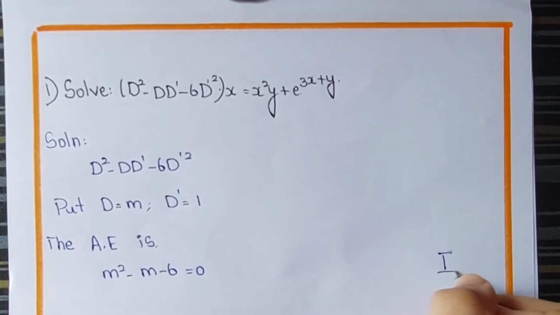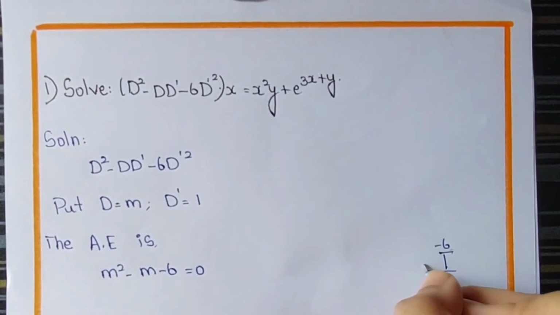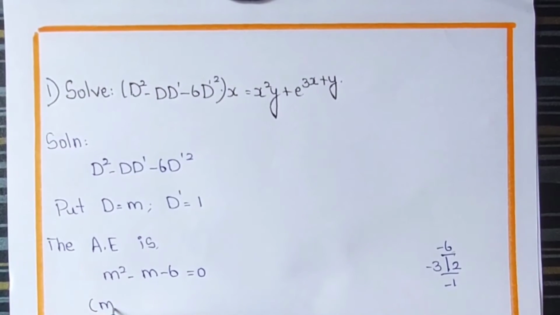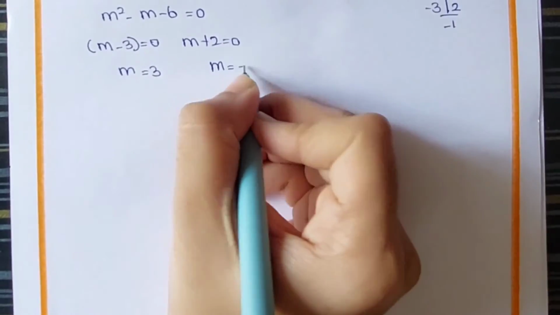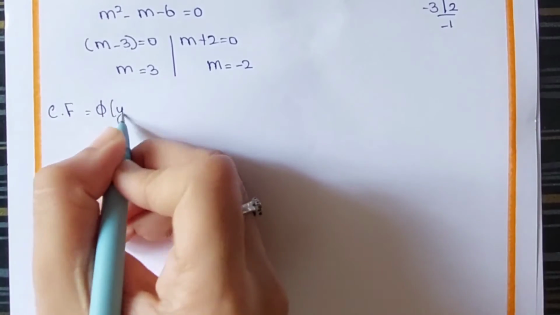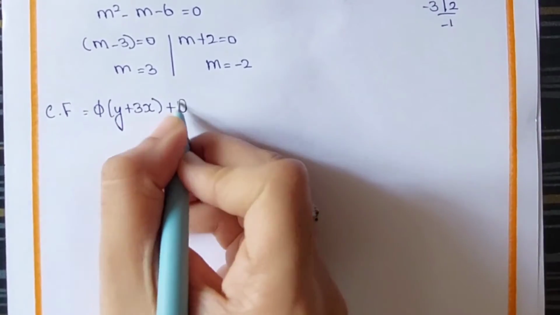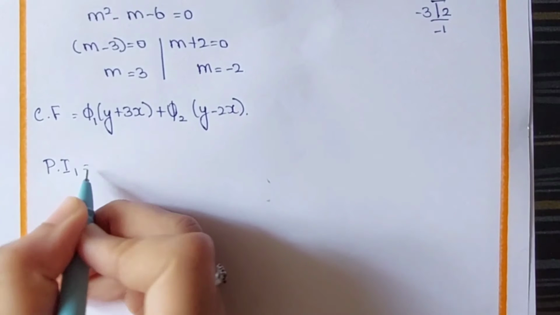And next, find the value by factorization method. So here m is 3 and minus 2. Therefore, the CF is f1(y plus 3x) plus f2(y minus 2x). In this question, we are going to find two PIs as there are two terms in the question.